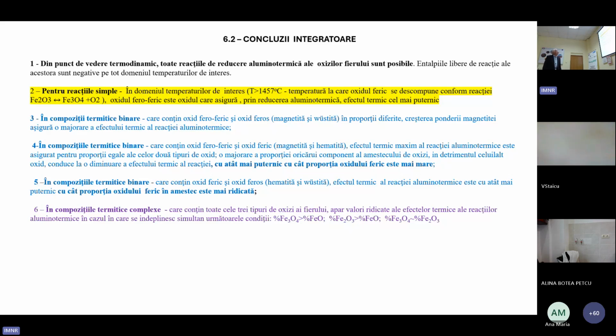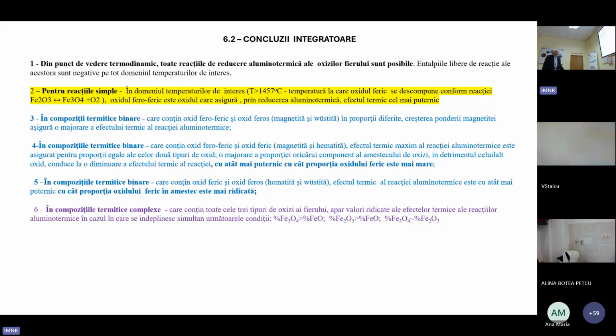Dar pentru reacțiile simple, concluzia este că oxidul feroferic este oxidul care asigură prin reducere efectul termic cel mai puternic. În combinațiile binare, aici sunt 3 concluzii, care conțin oxidul feroferic și oxidul feros în proporții diferite, creșterea ponderii magnetitei asigură o majorare a efectului termic. Similar, dacă avem oxid feroferic și feric, efectul termic este cu atât mai puternic cu cât proporția oxidului feric este mai mare.